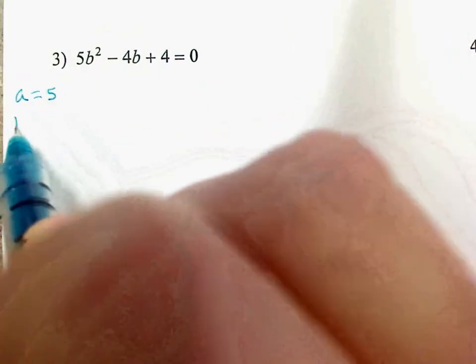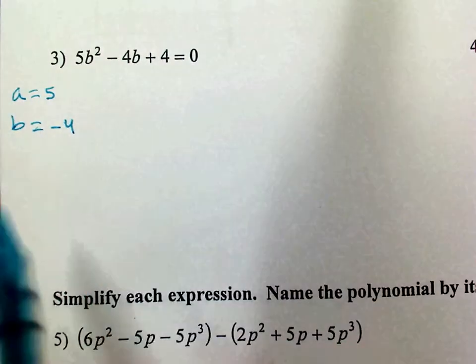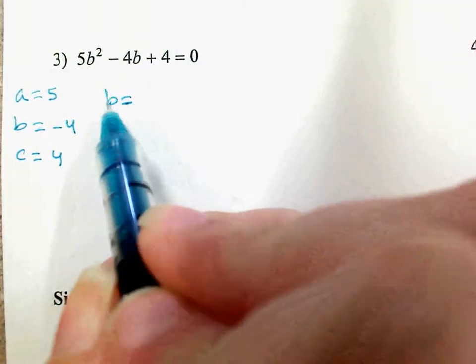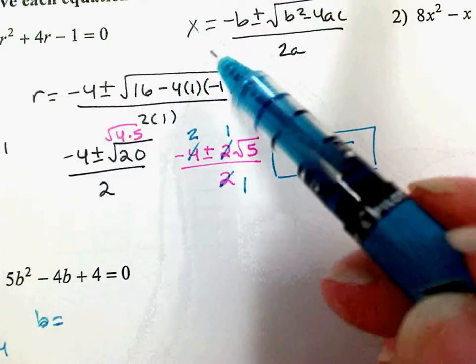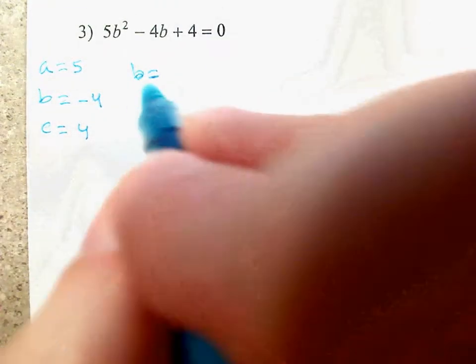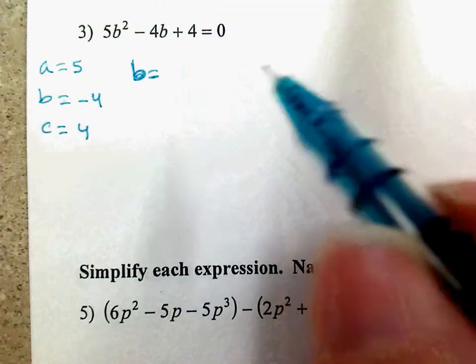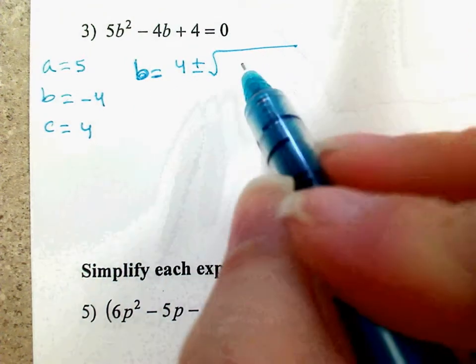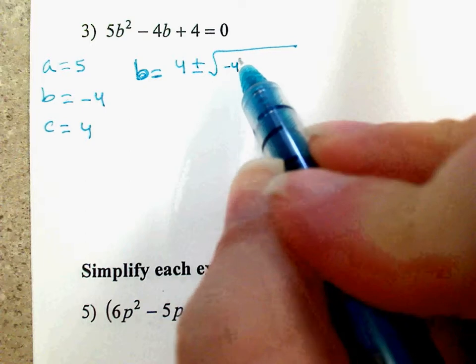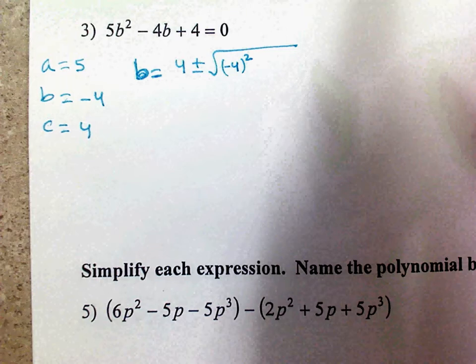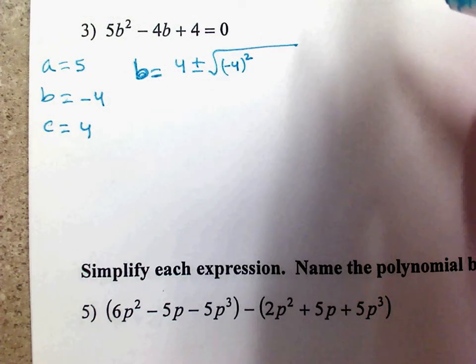What's a? What's b? Negative 4. What's c? Positive 4. So b equals, and by b I mean x equals, right? So when you're doing the quadratic formula, whatever the variable is, that's what you'd say equals. So b equals what? Opposite b? Positive 4 plus or minus the square root of b squared? Well, wait 1 second. Negative 4 squared is b squared, right? What is negative 4 squared? Positive 16. Don't forget that.